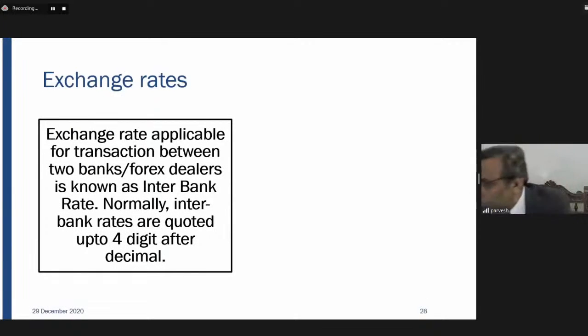So exchange rates, the margin depends on the bank to bank. Yeah, so the margin is the same for bid and ask. Yeah, it's the same generally. Normally it's the same. Okay, it can be different, but normally it's the same. Now we'll do some questions on that.